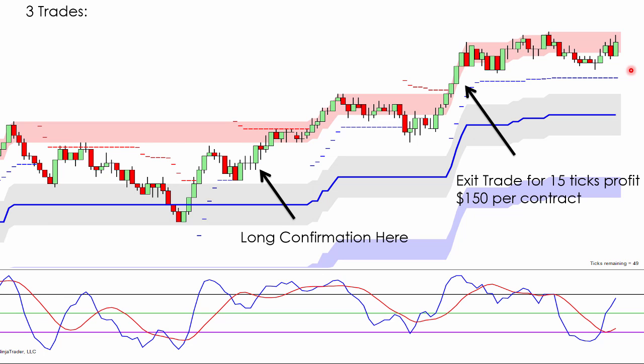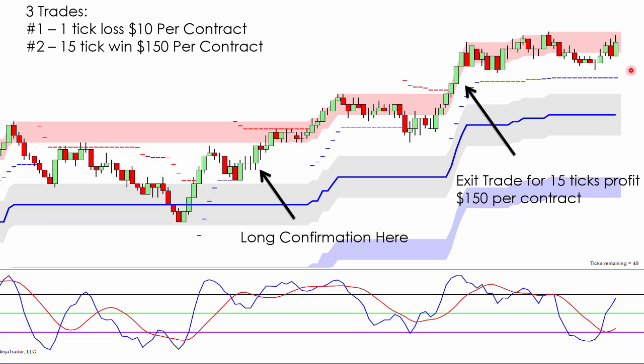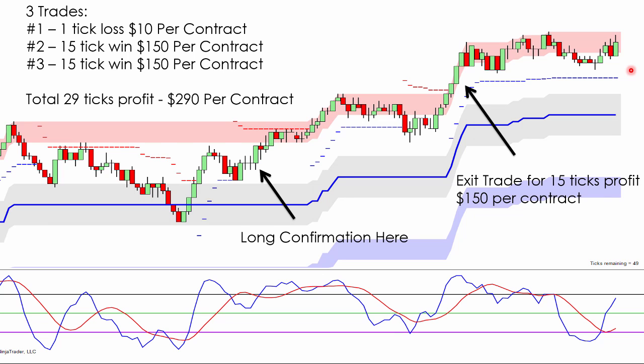So let's review the 3 trades. The first trade, we had a 1 tick loss or $10 per contract. Trade number 2, we had a 15 tick win or $150 per contract. Trade number 3, another 15 tick win or $150 per contract. That brings the total for this day to 29 ticks profit or $290 per contract. For 5 lot traders, gang, that's a $1,450 day.